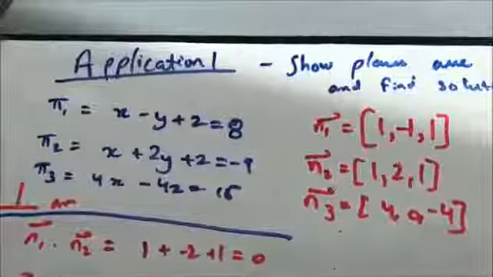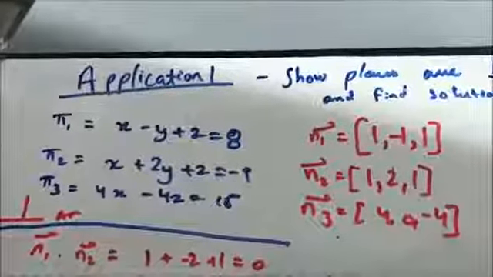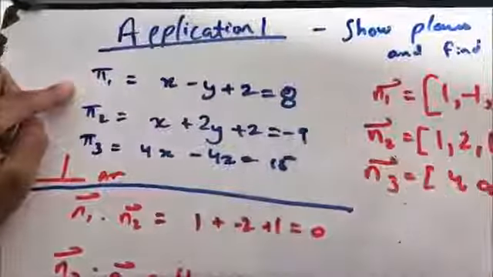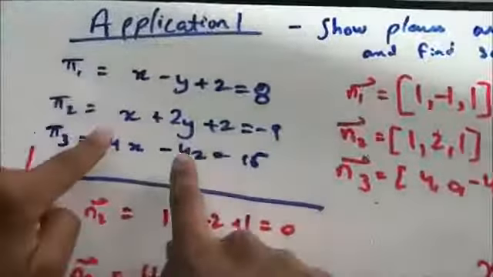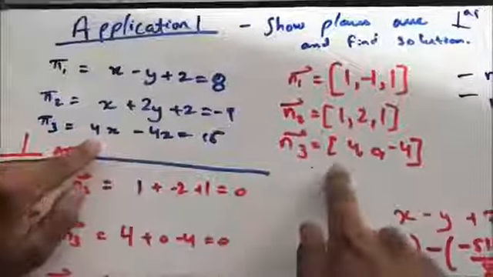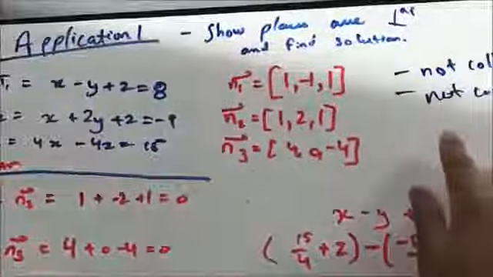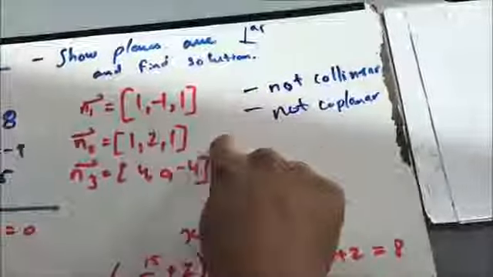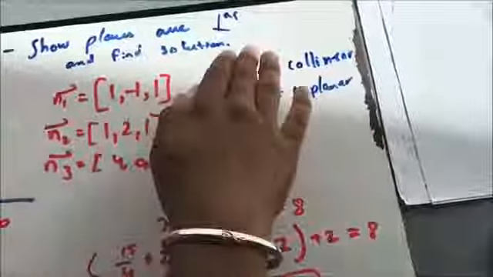So this is our first application question, and we're going to check if the planes are perpendicular and then find the point of intersection. So plane 1, this is the equation, and this is the normal, (1, negative 1, 1). This is the equation for plane 2, and (1, 2, 1) would be the normal. And this is the equation for plane 3, so the normal is (4, 0, negative 4), since there's no y. So from this, we see that none of them are collinear, and then we have to check first if they're perpendicular.